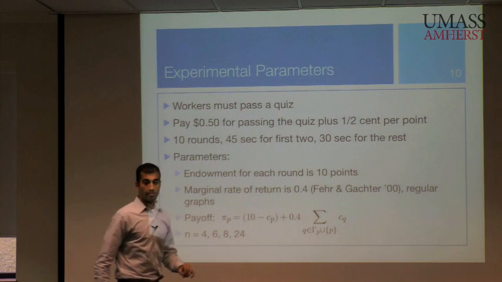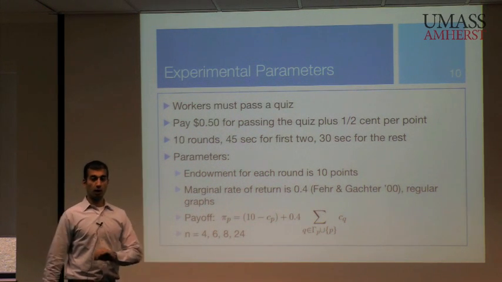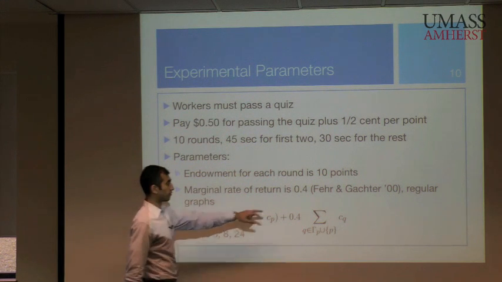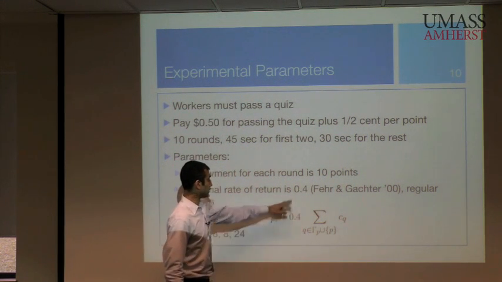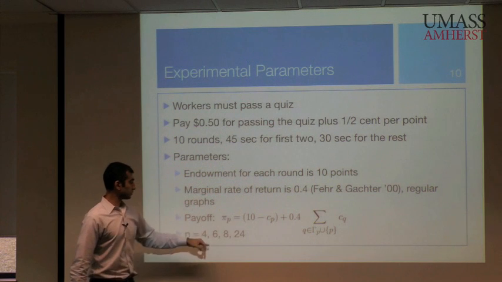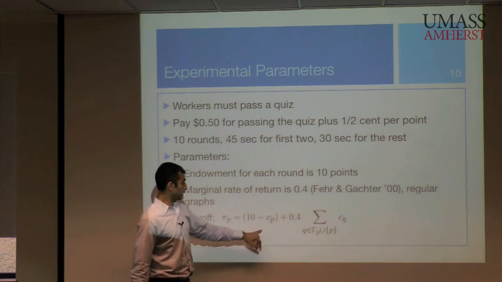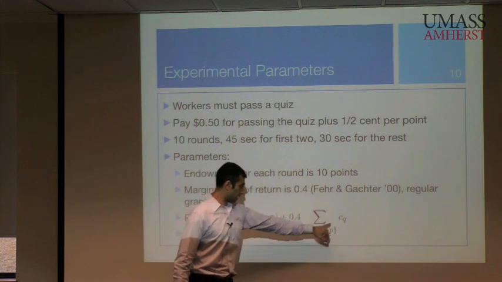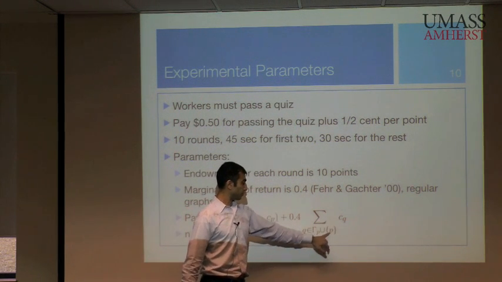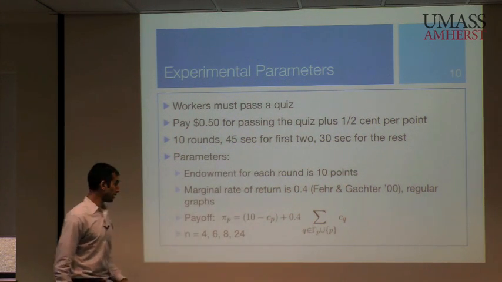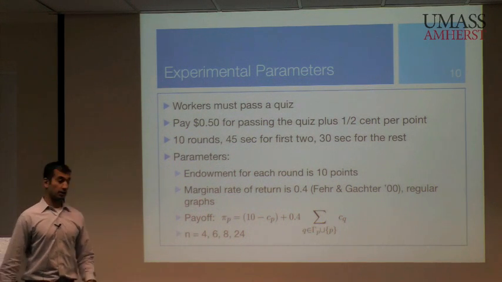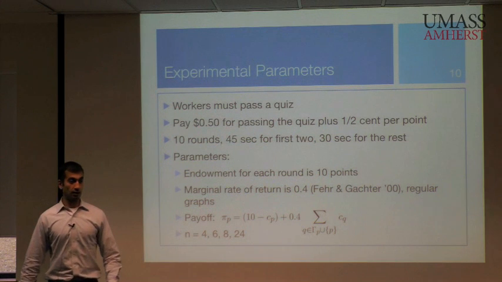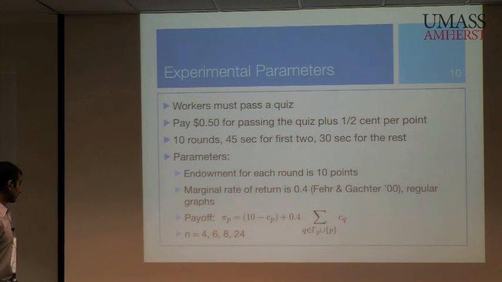Where did that come from? The literature. We wanted to compare our work to what was done in the classroom, and this is a very famous study. We used their marginal rate of return. So the payoff function was: the payoff to player P is 10 minus P's contribution plus 0.4 times the sum of the contributions of player P and his neighbors. Okay? And for most of what I'm going to talk to you about, N was 24. We had 24 players. I will say a little bit about smaller N in a minute.